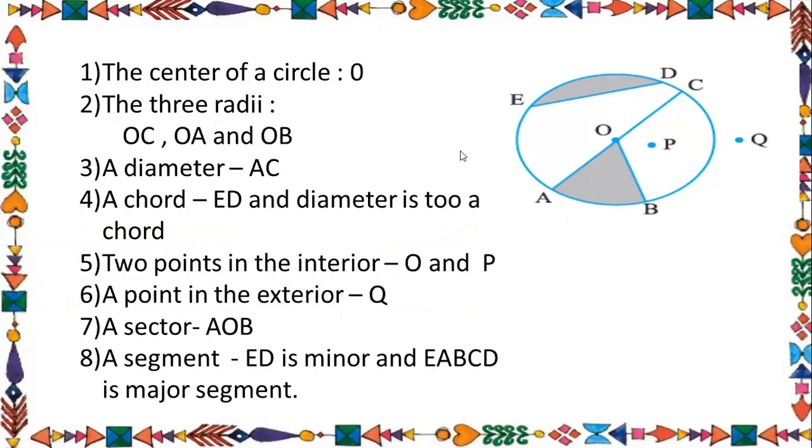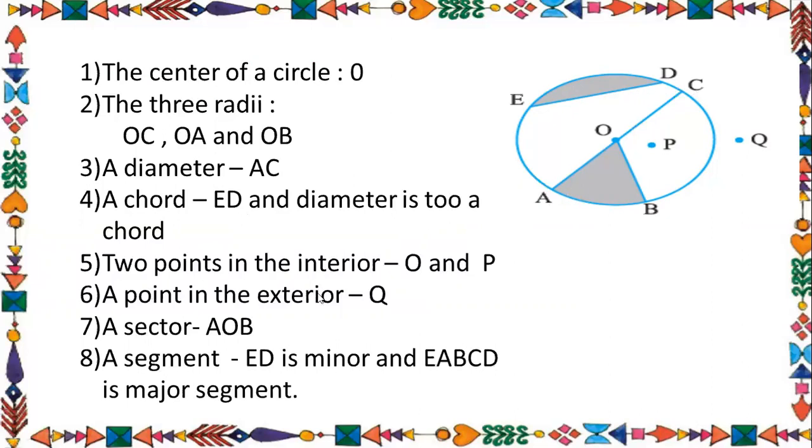What is a chord? The area enclosed by the arc and the chord is known as the segment, and this ED is a chord. So you know chord, and diameter is also a chord. You can also name AC as a chord. So you have two chords in the figure, ED and AC.